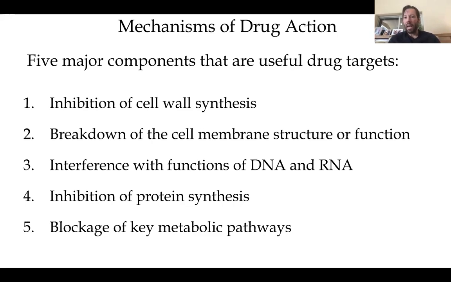Interfering with DNA or RNA, so preventing the microbe from reproducing, or preventing the microbe from making proteins that it needs to assemble itself or just to maintain itself. Inhibition in protein synthesis, right? Blockage of key metabolic pathways. So those are the 5, and that's what we're going to talk about in more depth now.